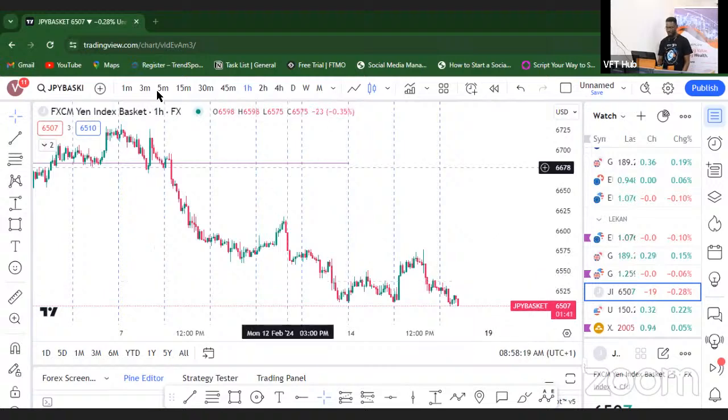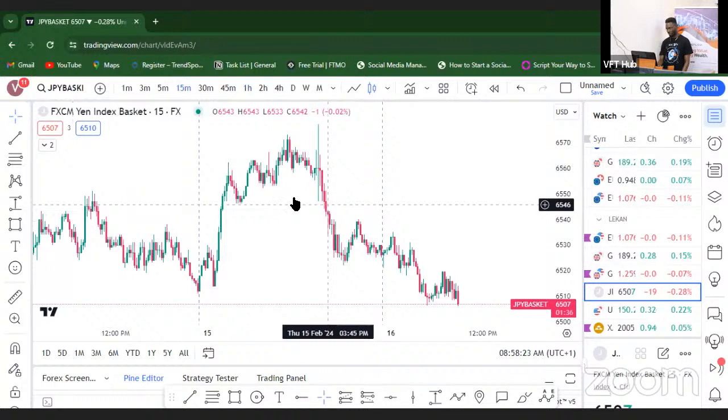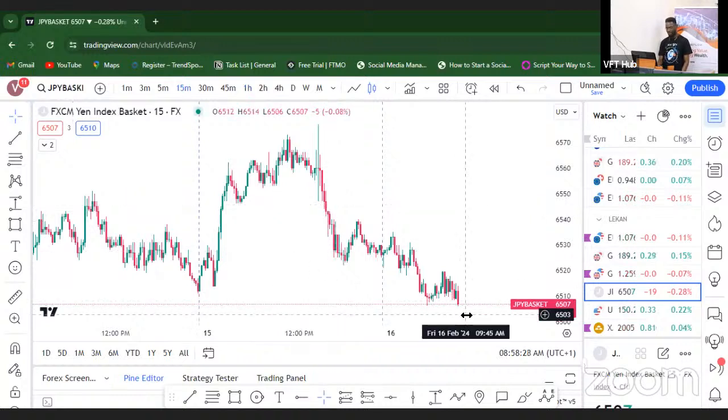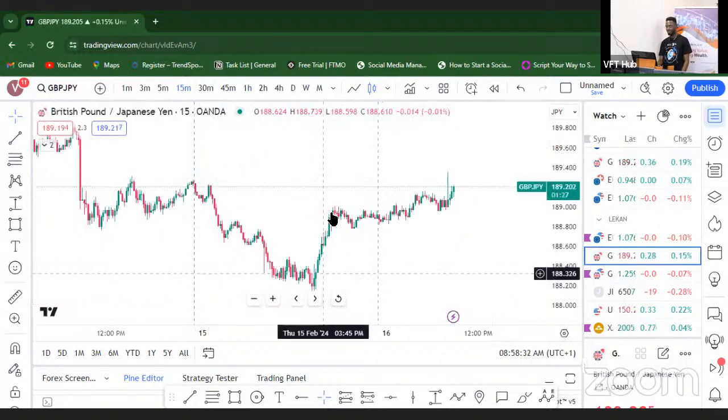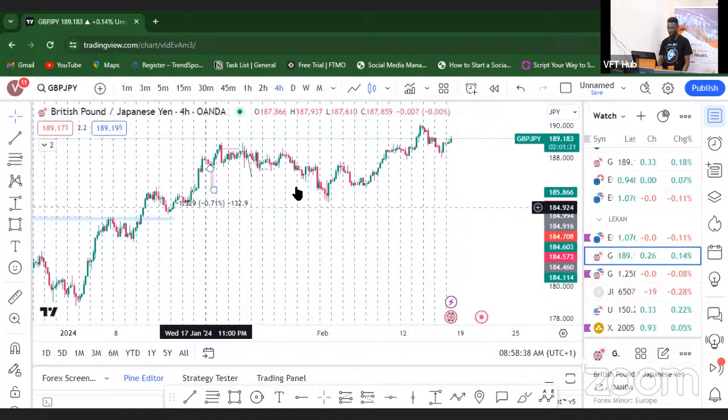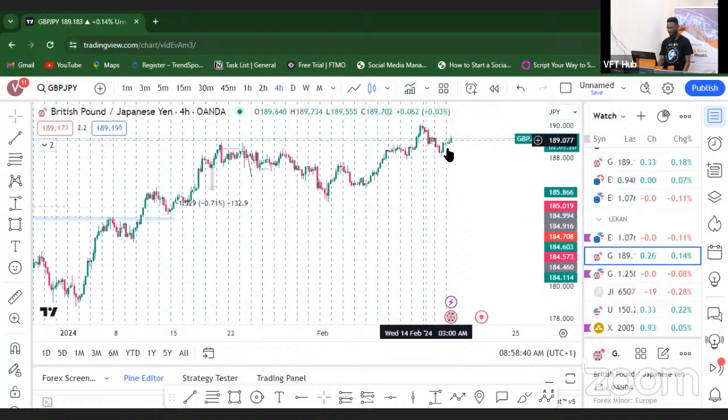All right. Now, on the 15-minute time frame, if you look at the yen basket, it's still very much bearish, and it's just clearing lows to the downside, which means yen correlated pair, GJ, is still very much bullish to the upside. Now let's look at GJ on the 4-hour time frame. We are going to see it just continue its move all the way to the top.